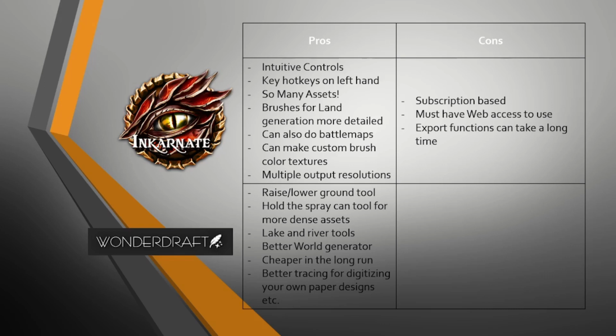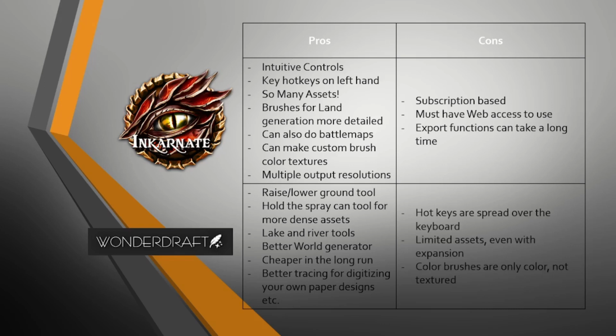And also a function I didn't talk about a lot. Wonderdraft has a great tracing function where it will overlay an image for you to trace, and you can choose from any image in your collection, whether that is a paper drawn map or a picture you've taken of something. It overlays it on the screen, so it makes it really nice to trace. There is a way to do that in Inkarnate, but Wonderdraft does that just so much better.